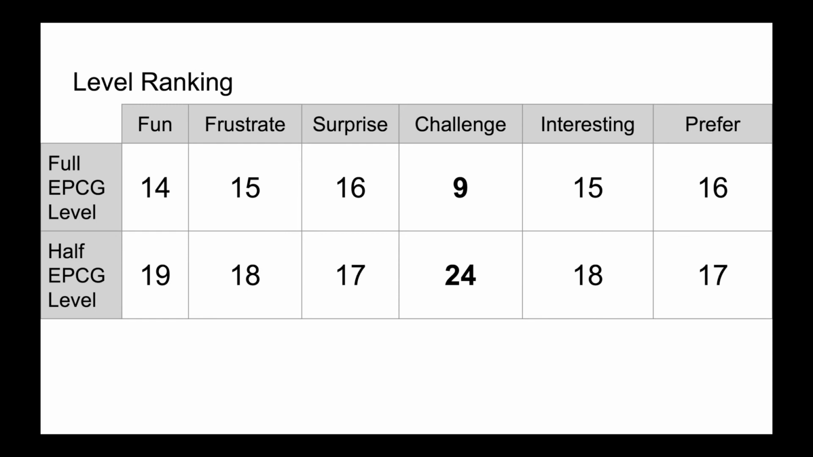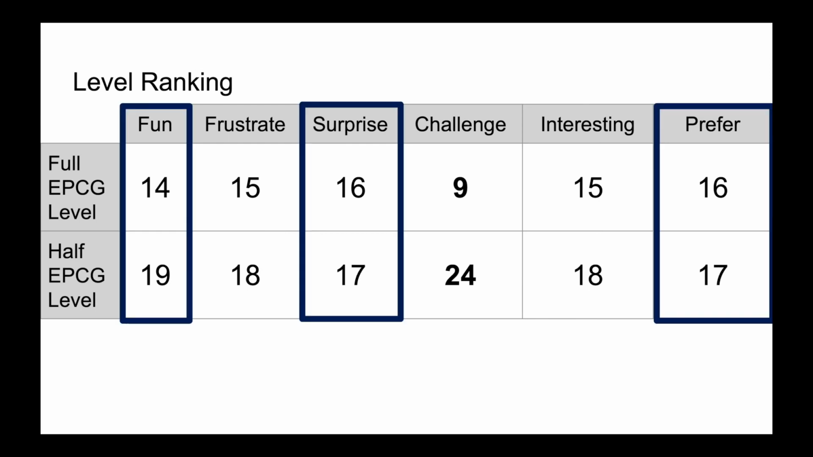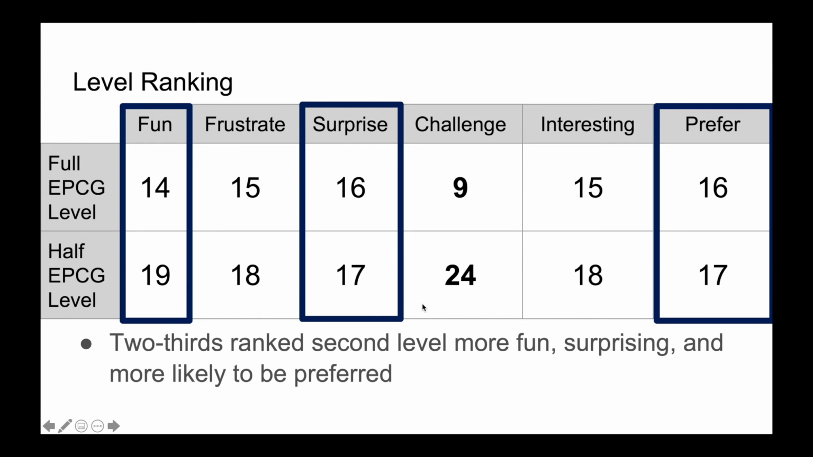After that, right, we had people rank the levels, how they thought players would respond to these. So I first want to highlight fun, surprise, and preference. These, again, look like they're half and half, but that's not it. Again, 2/3 ranked the second level as more fun, surprising, and more likely to be preferred.